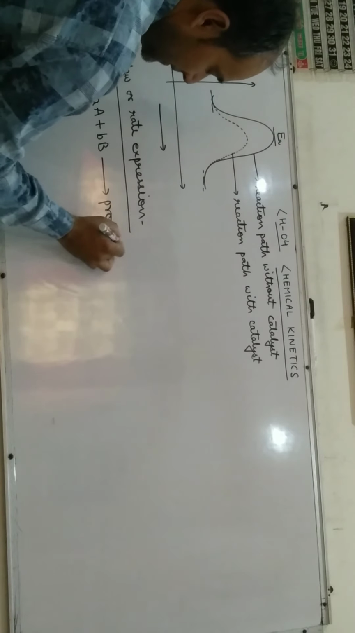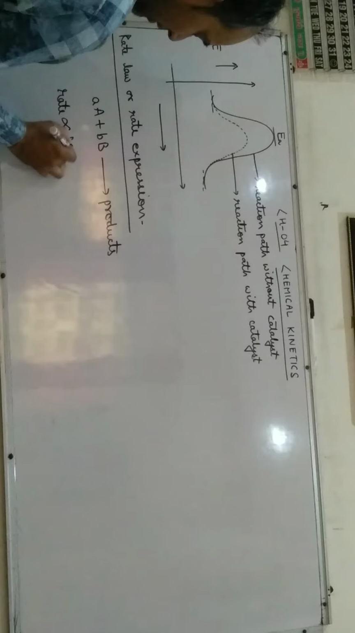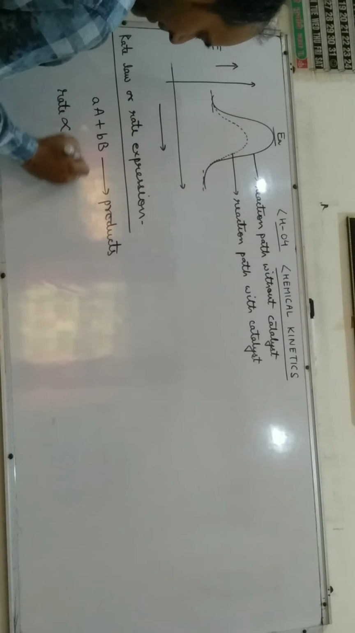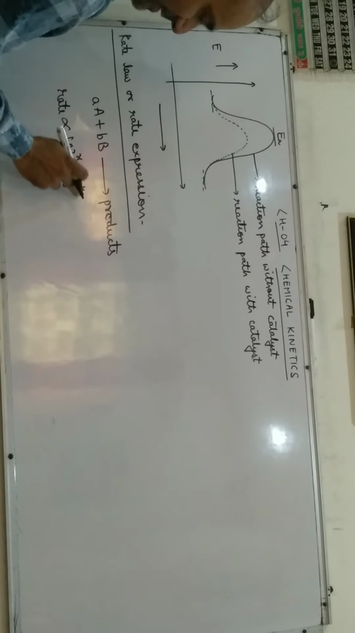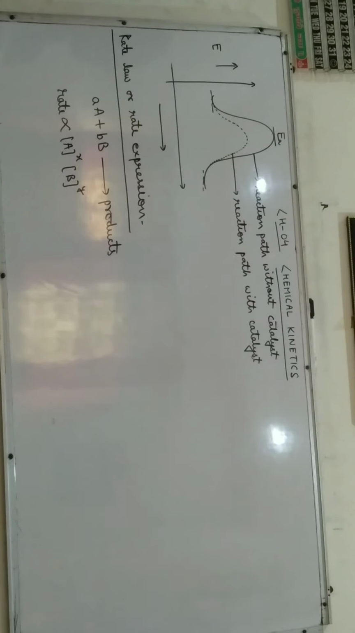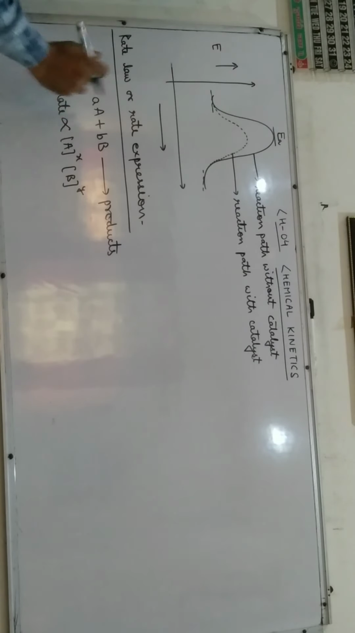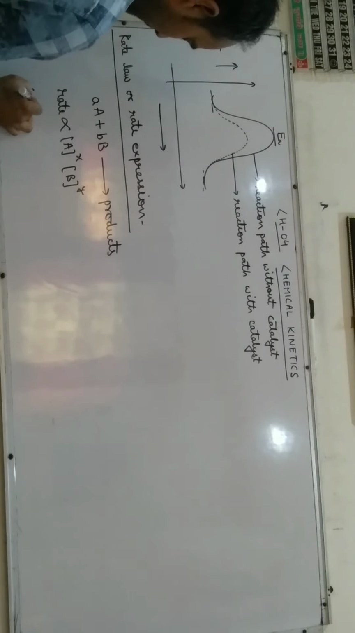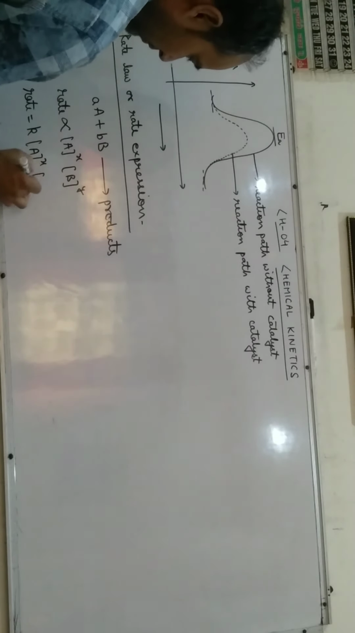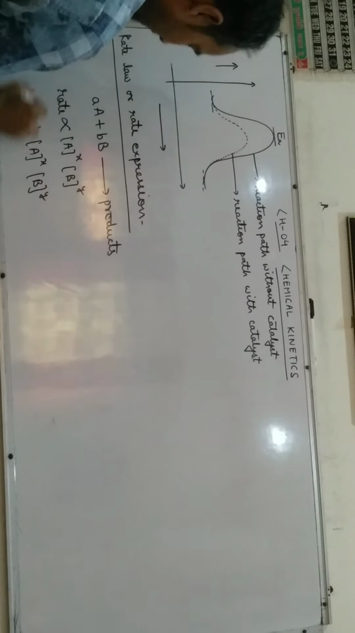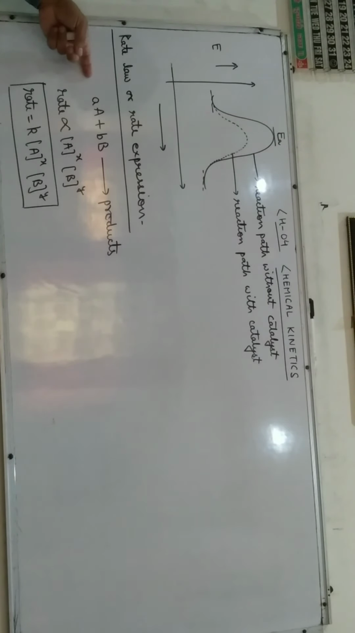For this reaction, the rate of reaction is directly proportional to the concentration of A raised to power x into B raised to power y. Here small x and small y are stoichiometric coefficients which may or may not be equal to small a and small b. On removing the proportionality sign, we assign some constant, say k. Here k is the velocity constant. So it is the rate law or rate expression for the given reaction.